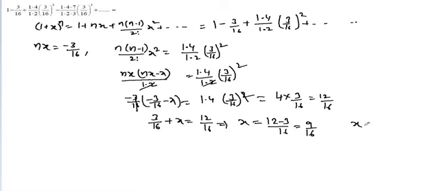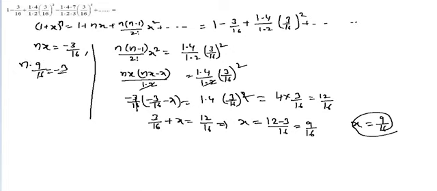This is the x value, therefore x is equal to 9 by 16. Substituting the x value in this equation, that is nx is equal to minus 3 by 16, n into 9 by 16 is equal to minus 3 by 16. 16 cancels, n is equal to minus 3 by 9. Therefore n is equal to minus 1 by 3.